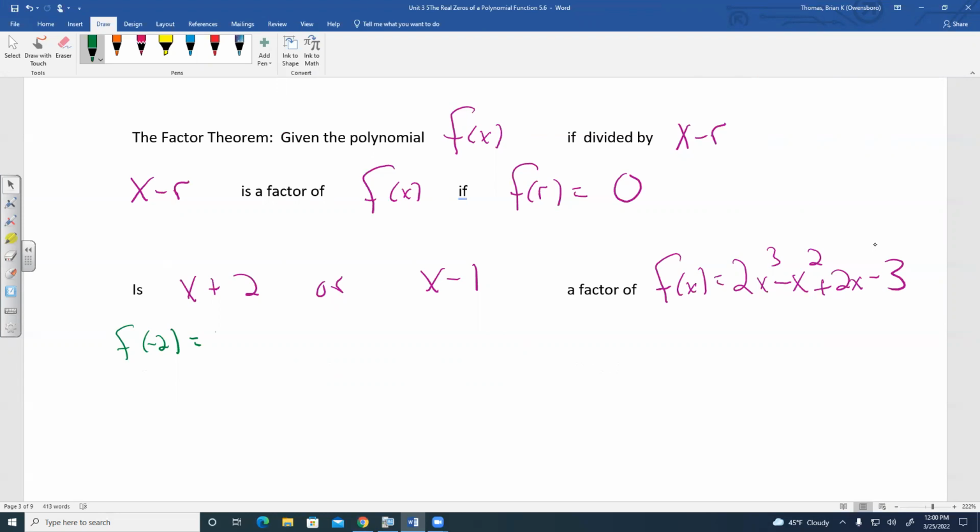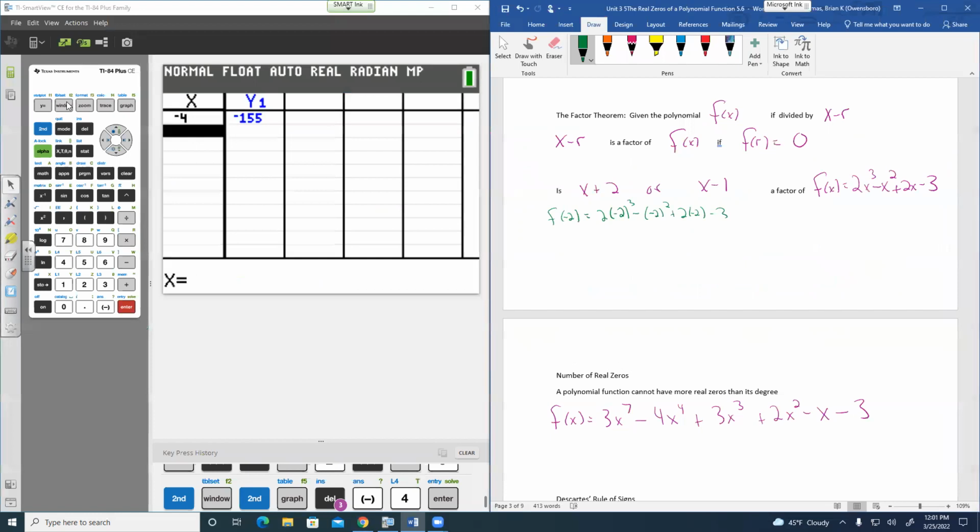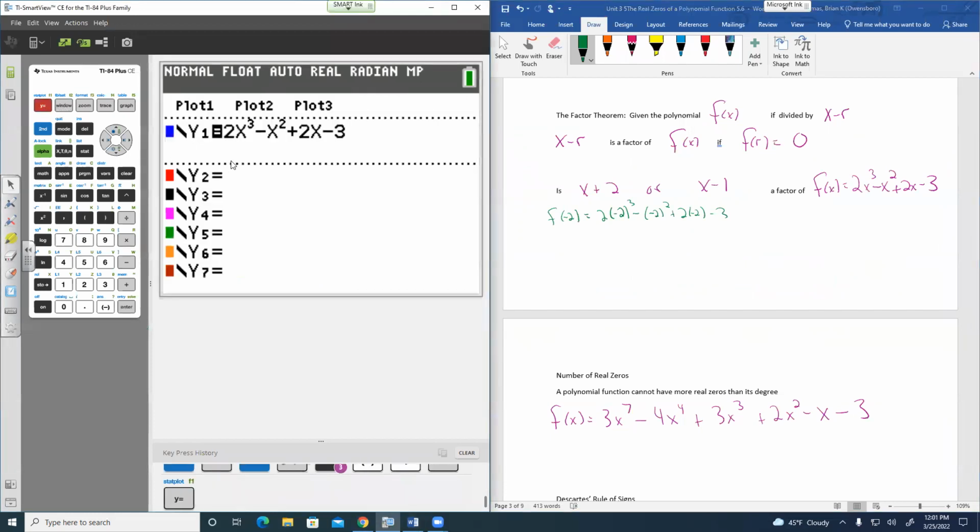So I have 2 times negative 2 cubed minus negative 2 squared plus 2 times negative 2 minus 3. Notice how that's a handful to type. You could just put the function 2x cubed minus x squared plus 2x minus 3 into the calculator. I can't remember if I've already done that or not. I can't remember which one I just put in. So yeah, I've already put that in, 2x cubed minus x squared plus 2x minus 3.